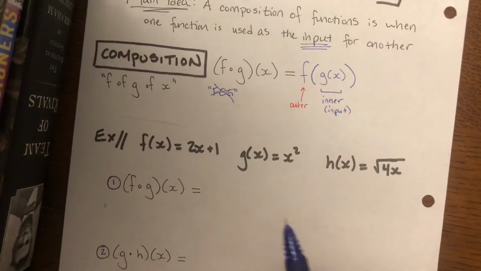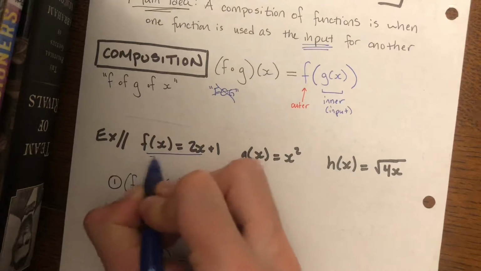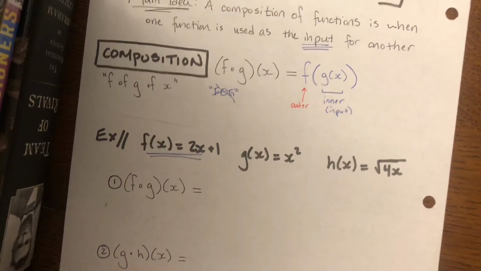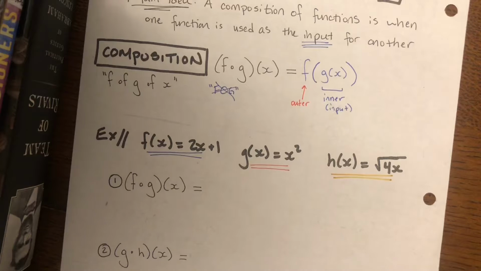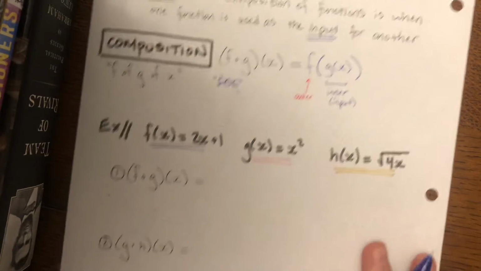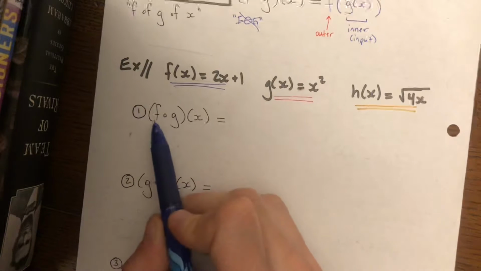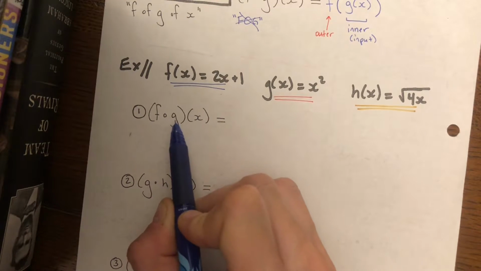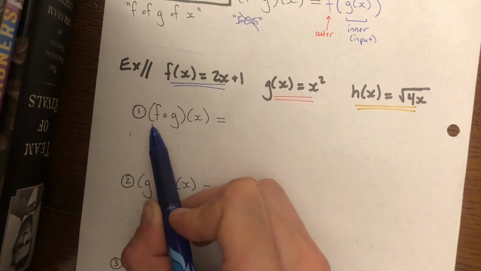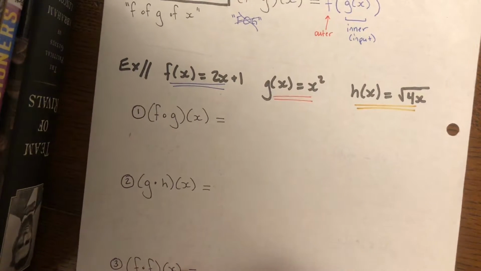I've got 3 functions. I've got f of x is 2x plus 1, which will be in blue. g of x is x squared, which will be in red. And h of x is 4x, which will be in yellow. And we're going to do 3 different compositions of these. So our first one here is f of g of x, or f composed with g of x, or f of x composed with g of x. Lots of ways you'll hear it.